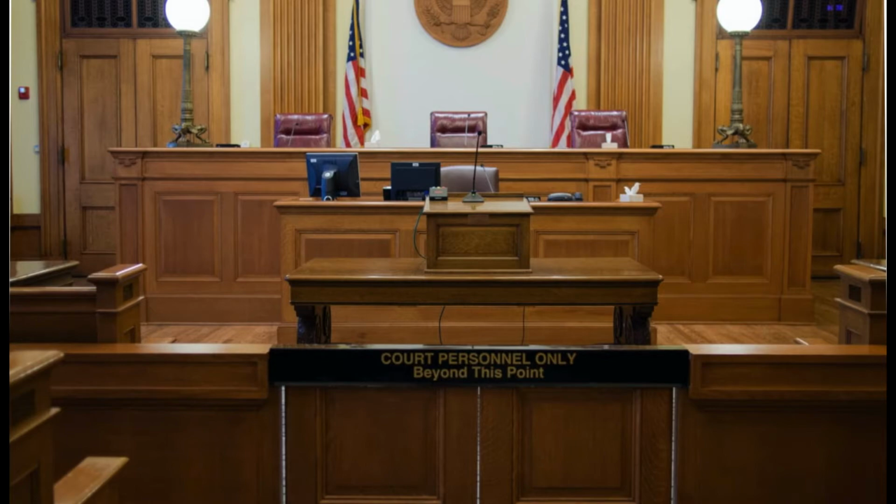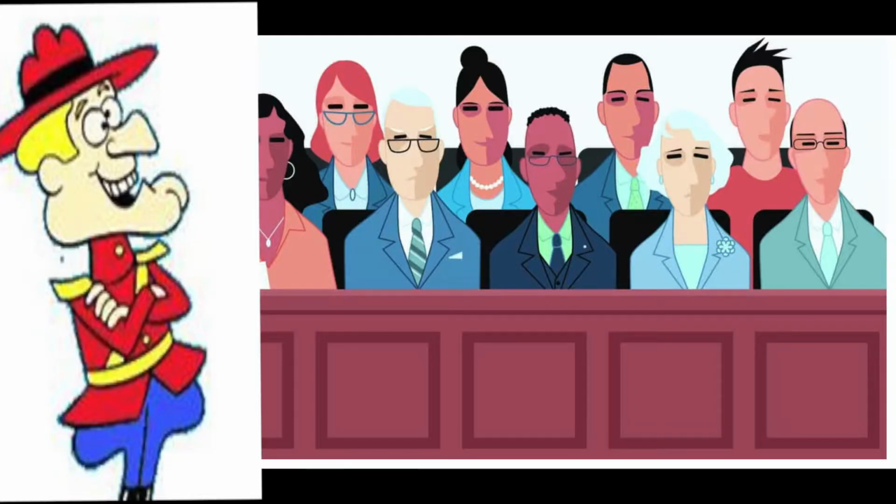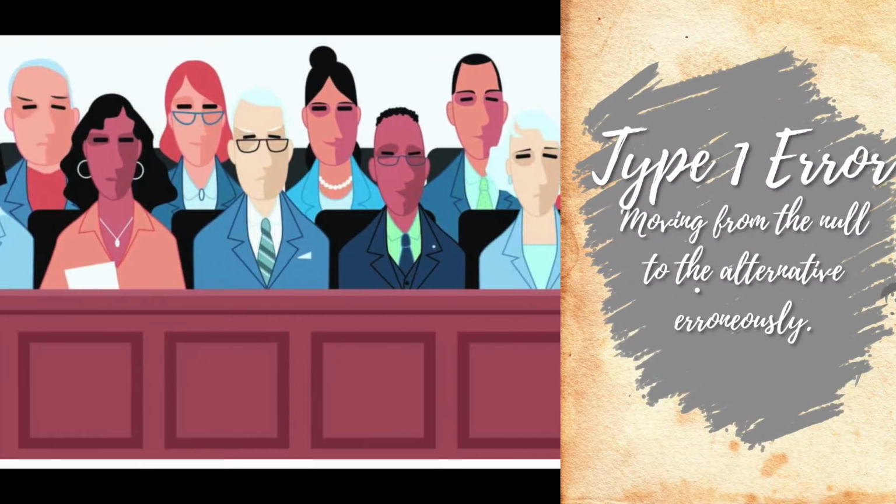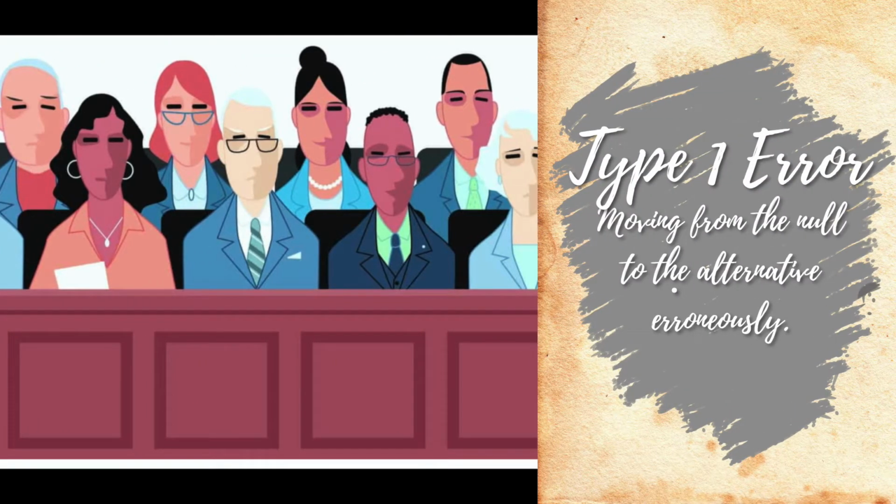Well, let's go back and reevaluate another scenario with Dudley Do-Right. But this time, let's suppose that the jury comes back and says guilty. This time, the jury moves from the null hypothesis to the alternative hypothesis. Note that Dudley is wrongly accused of a crime that he was not even in the country to commit. Since the jury moved from the null to the alternative erroneously, this is referred to as a type 1 error.